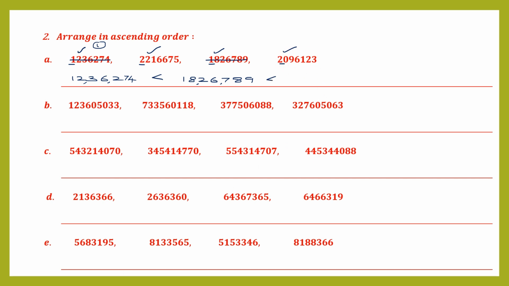So let's write that down. So that is 2, 0, 9, 6, 1, 2 and 3. So when you read it, this becomes 20,96,123. Then this is the last number. We have finished with this one. So the last number left is the second number. Let's write it down.